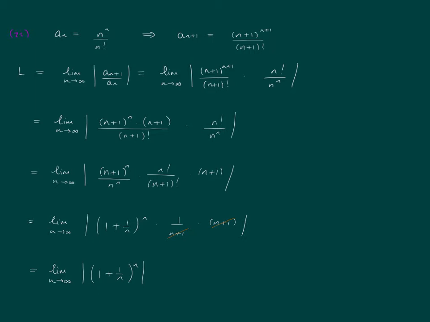So you might recognize this. This is e, which is roughly 2.71. In particular, it's greater than 1. So we found that this L for this series is greater than 1. So hence, this series diverges by the ratio test.